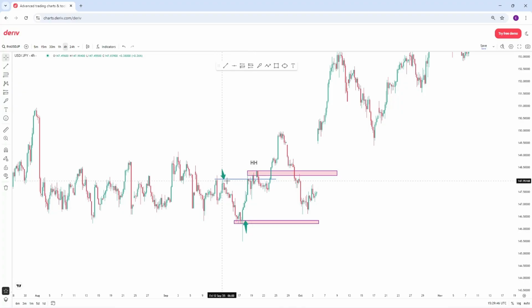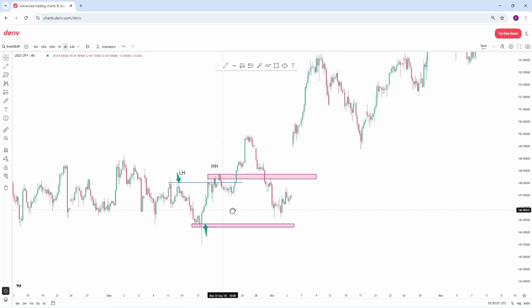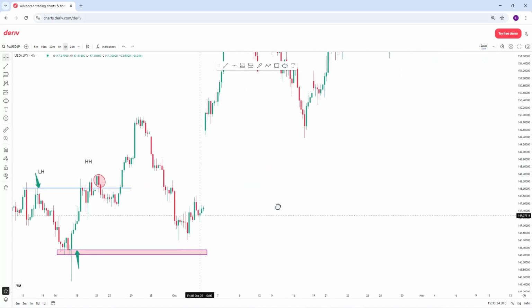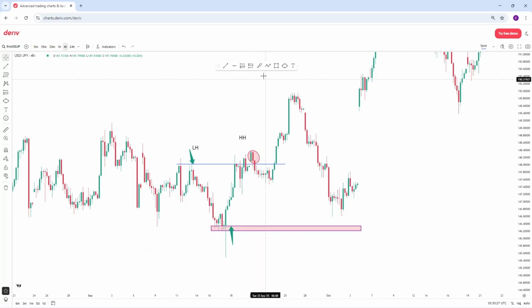The market broke this previous high. This was the previous lower high right here. What did the market do when it came here? It broke above and closed above this area. So this is our bullish indication. This one, the indication right here.